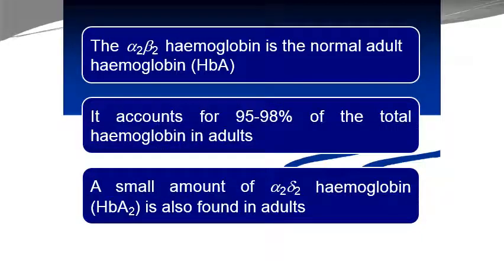The alpha 2 beta 2 hemoglobin that is found usually represents the adult hemoglobin, also denoted by capital HbA. In a normal adult, the majority of the hemoglobin will be of this kind, having 2 alpha chains and 2 beta chains. A minute portion of the hemoglobin will be in the form of HbA2, that is 2 alpha chains and 2 delta chains. But the majority portion will be HbA.